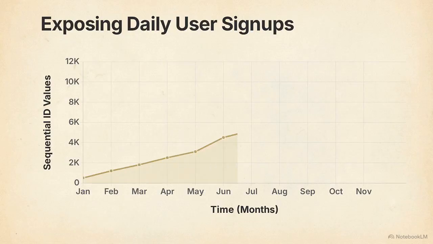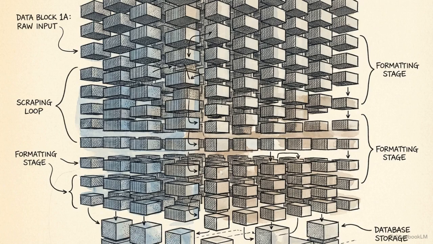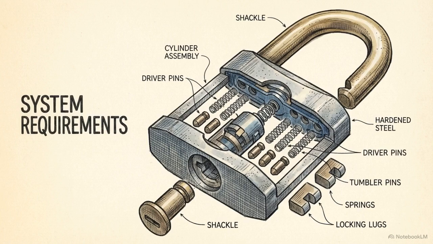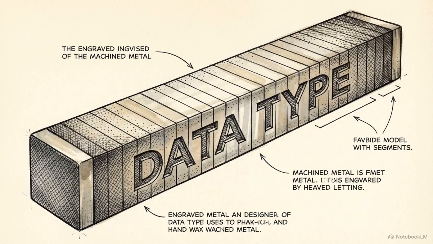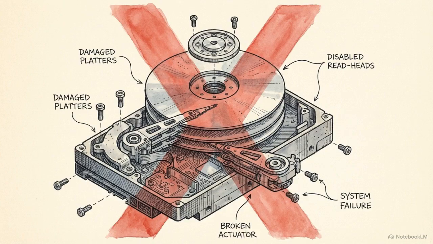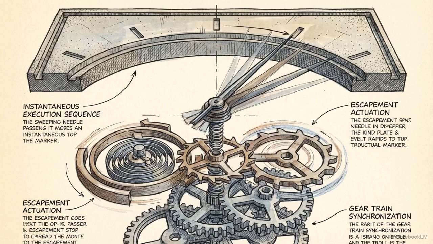Competitors can track exactly how many users sign up each day, or an attacker can easily iterate through endpoints to scrape your entire database. Masking these numbers requires strict engineering constraints. Output: a standard 64-bit integer, generated statelessly with no tracking and executed almost instantaneously.